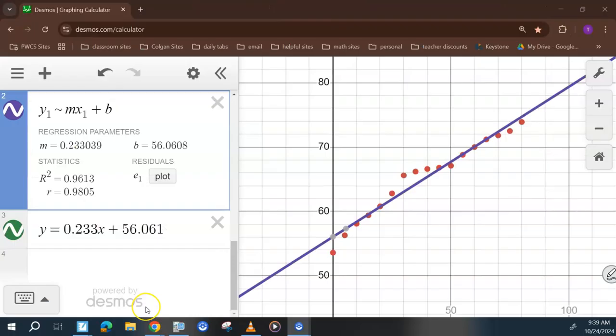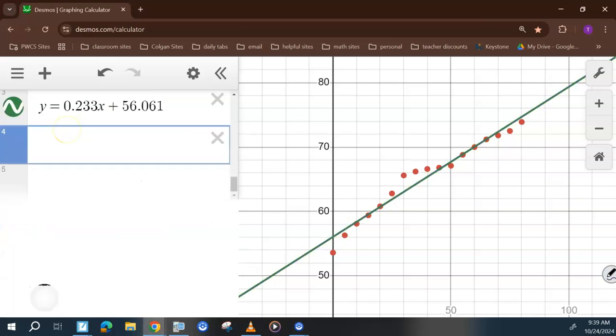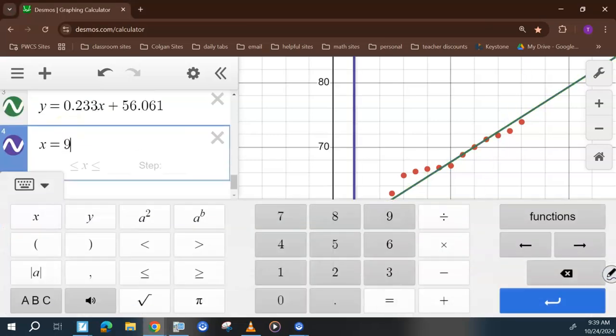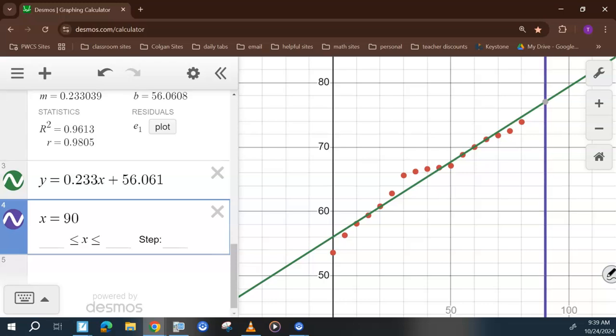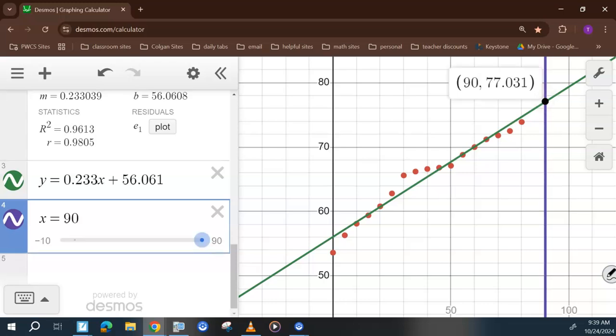Okay, before we answer the life expectancy in 2010, and I'm going to look at where do those two lines cross, and that would be my answer, 77.03 years.